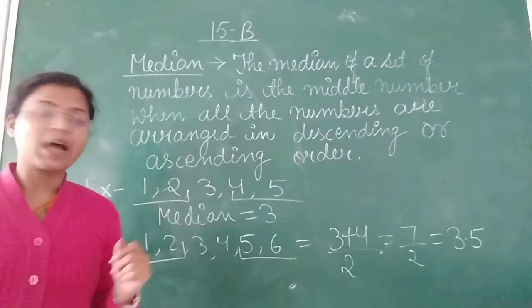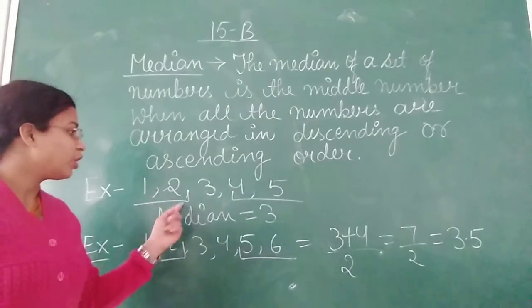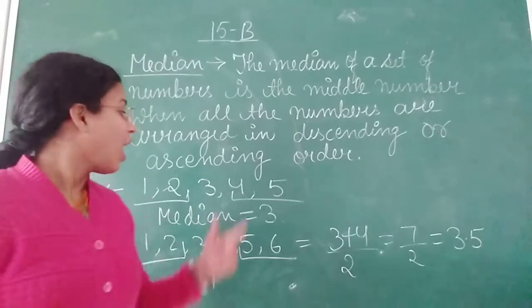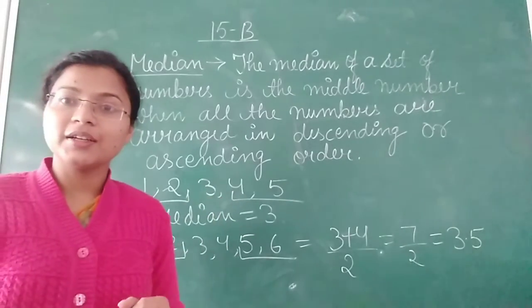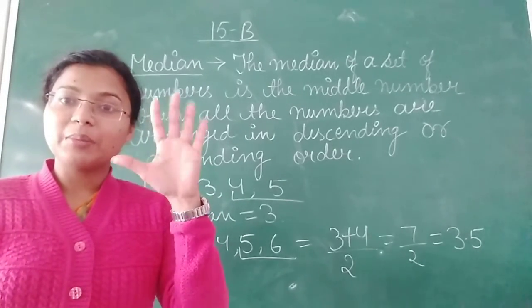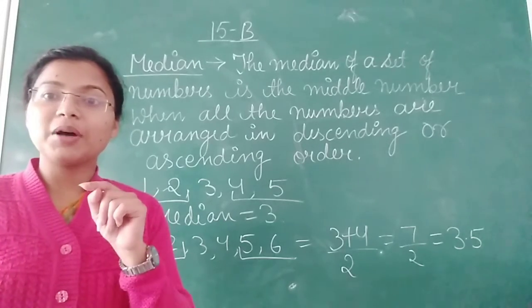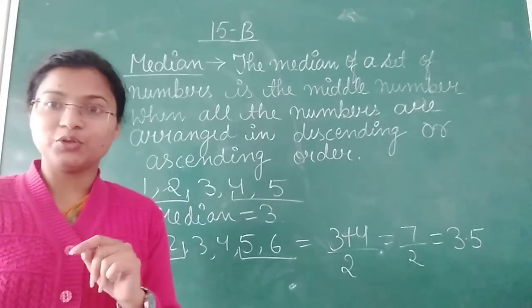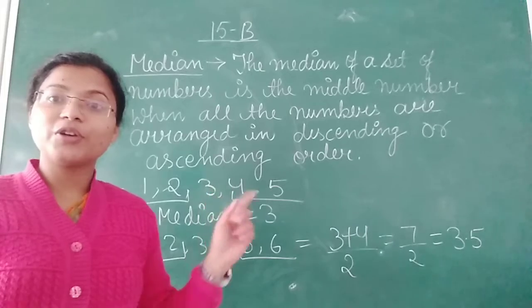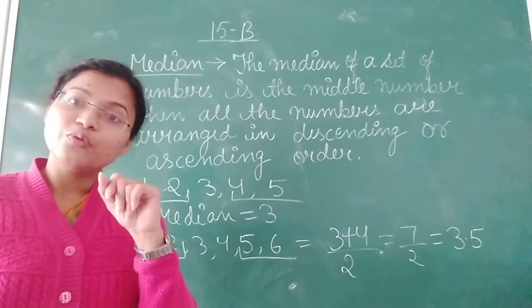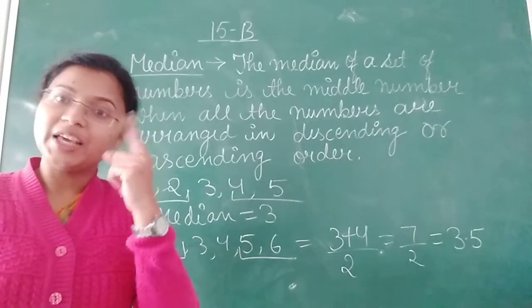Suppose let's take an example. I am taking the numbers 1, 2, 3, 4, 5 and here you have to find the median. How many terms are here? You have 5 terms. 5 is an odd number. Odd number means it cannot be divisible by 2. So here the number of terms is 5 and 5 is an odd number, so you will directly get one median.